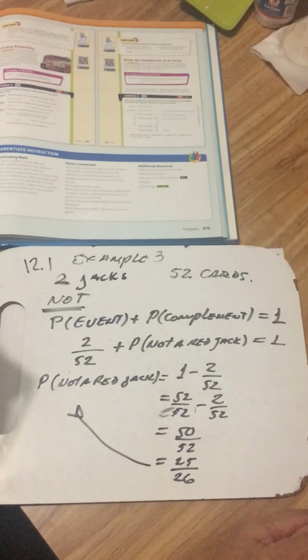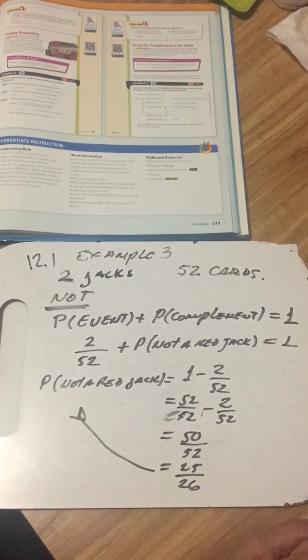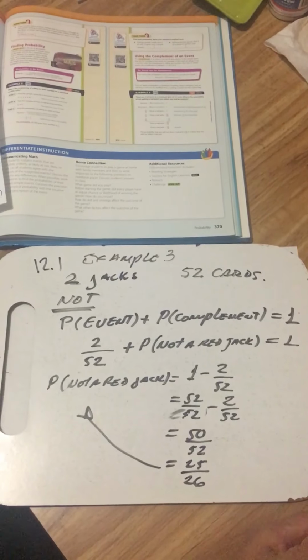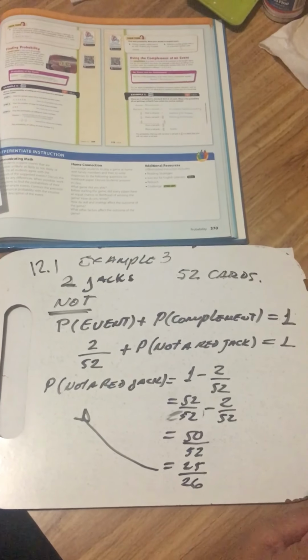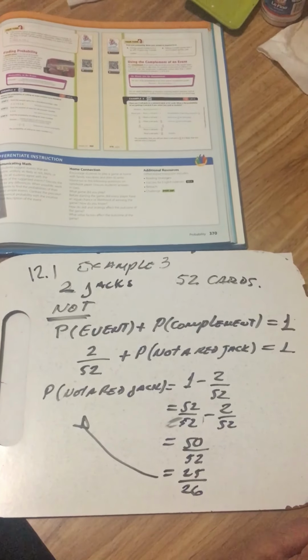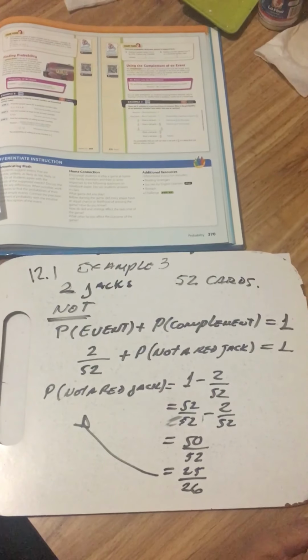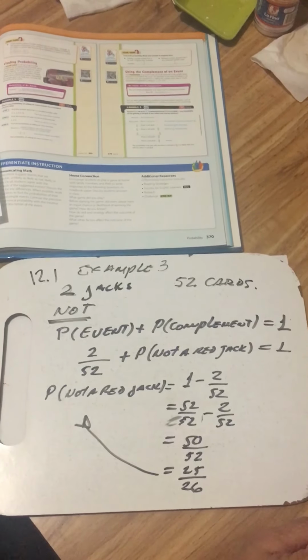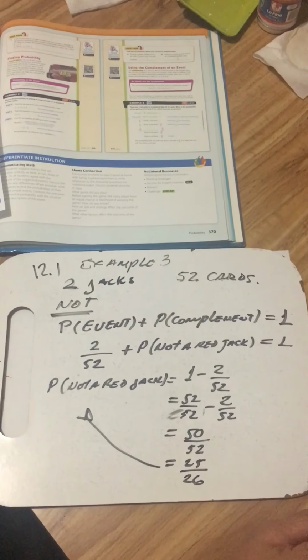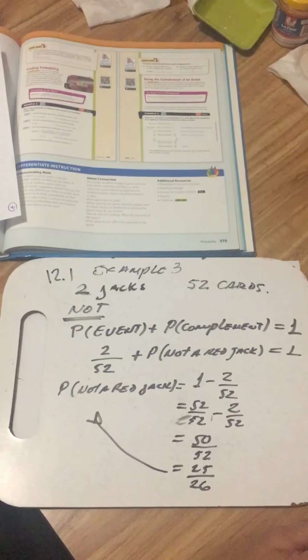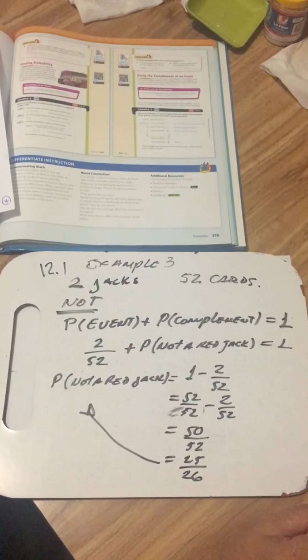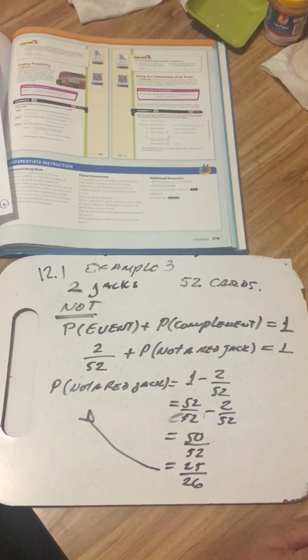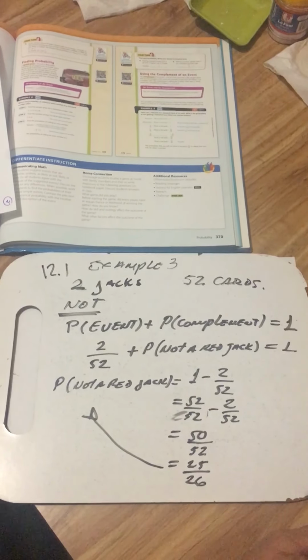You check that example on page 370. Then you answer Reflect and Your Turn on page 371, guided practice on pages 371 and 372, and independent practice on page 373 until problem 19.